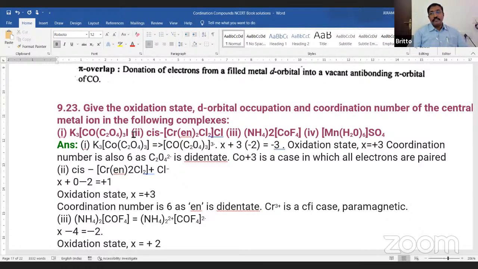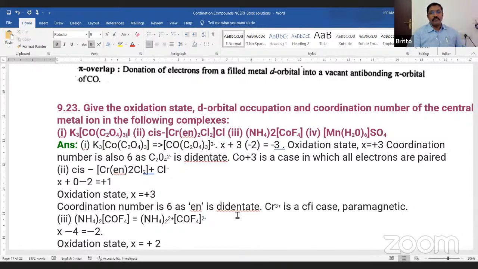But here generally they ask the d orbital occupation. All you have to do is find how many electrons are there in the d orbital and the coordination number of the central metal ion in the following complexes, and we have to choose the correct option. In the exam, complexes are given, and you are asked to find out the oxidation state, d orbital occupation, and coordination number.